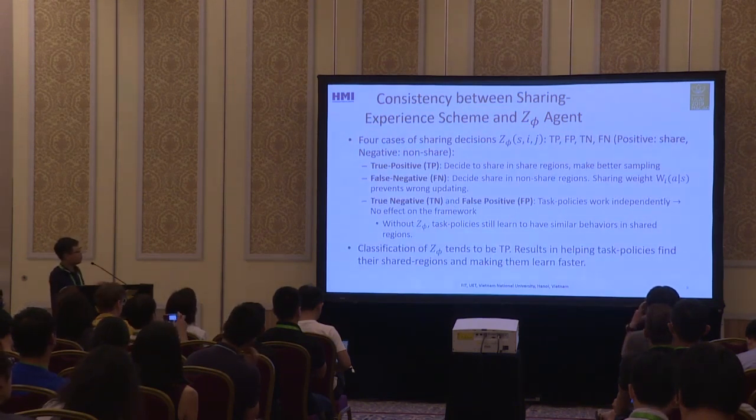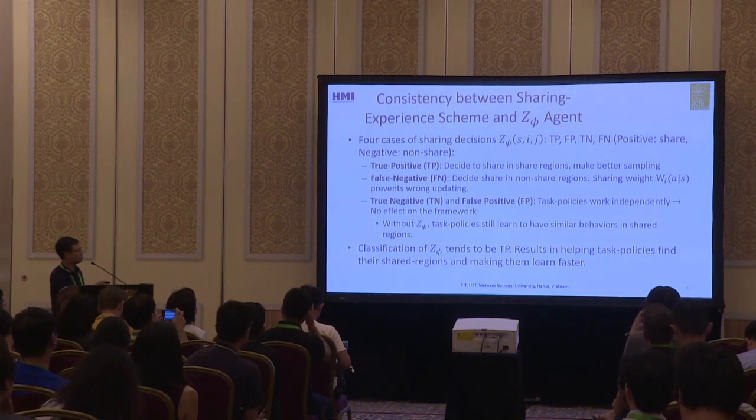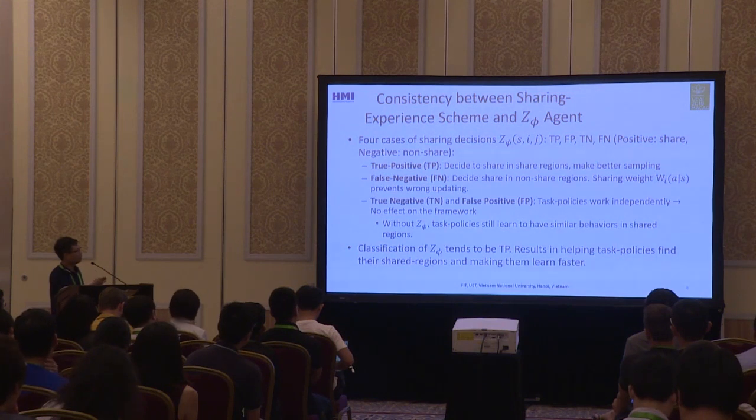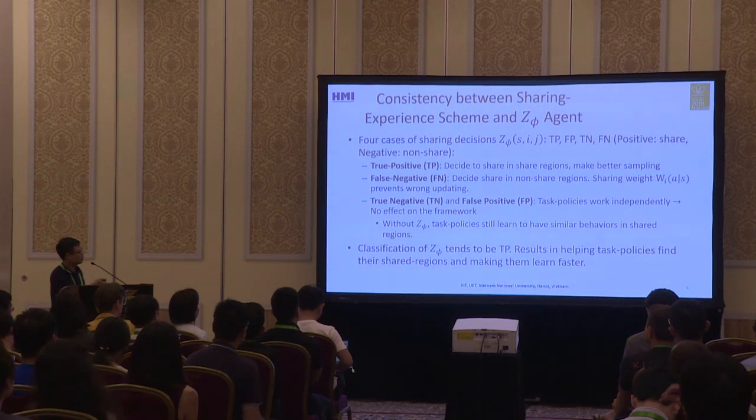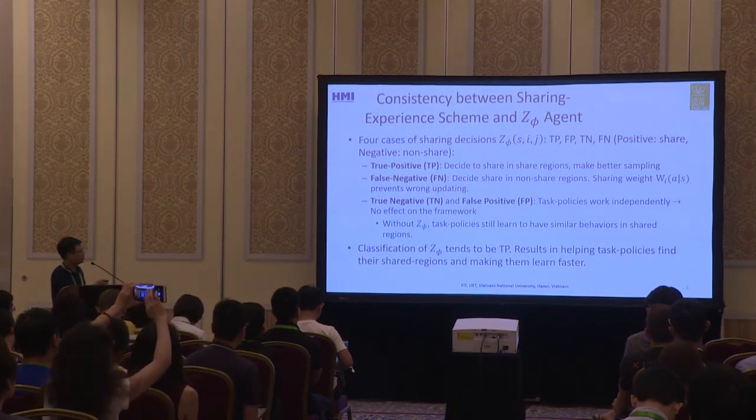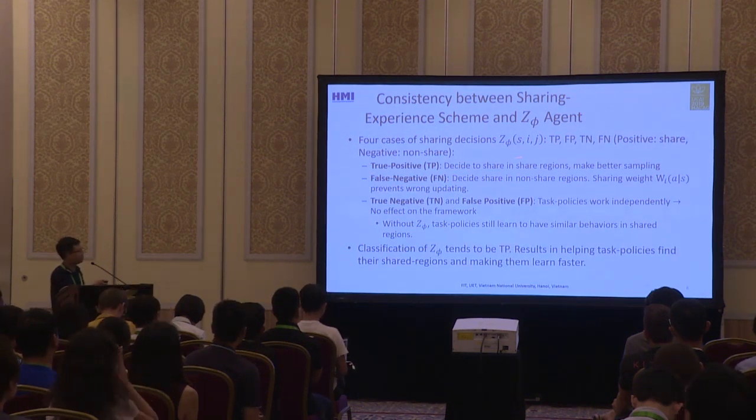So now we have the framework to make sharing between the agents. In multitask, we have the agent to learn the sharing. Then we discuss the consistency between the agent and the sharing regions. We define four cases: positive and negative, with share or non-share. Then we discuss what is true or false in the decision of the G agent. In true positive, in a shared region, the agent decides right, so it's much better sampling.